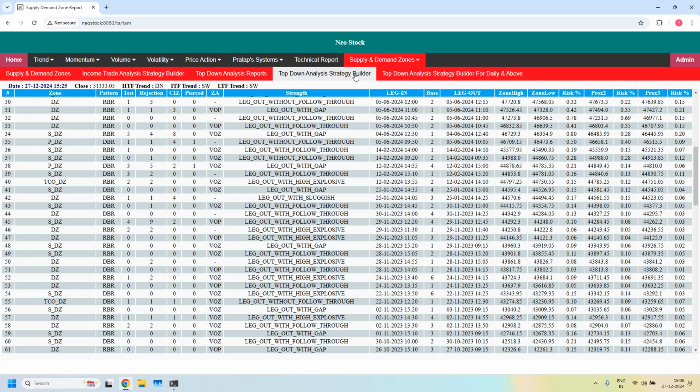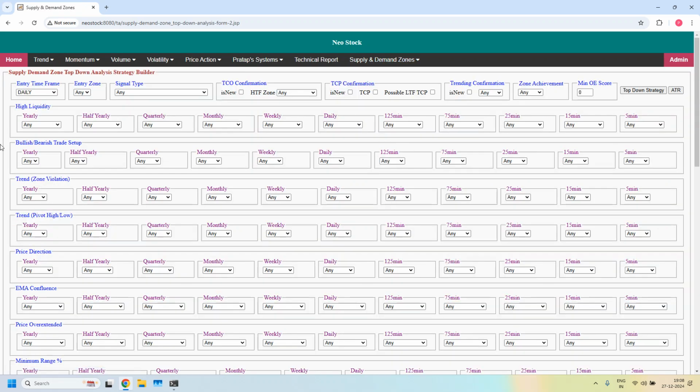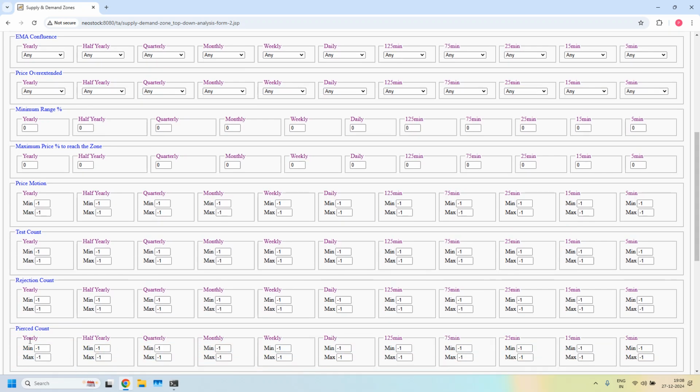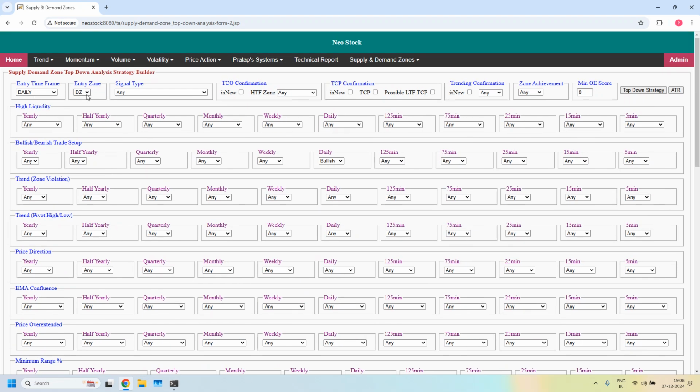Next set of reports are about bullish and bearish trade setups for monthly income trade, weekly income trade and daily income trade. First let us generate bullish trade setup for monthly income trade, entry time frame daily, entry zone demand zone. I am selecting bullish, and these daily demand zones should not be pierced. So at pierced count parameter at daily time frame, that is entry time frame, I am setting minimum value 0, maximum value 0. This filter is applied to daily demand zone.